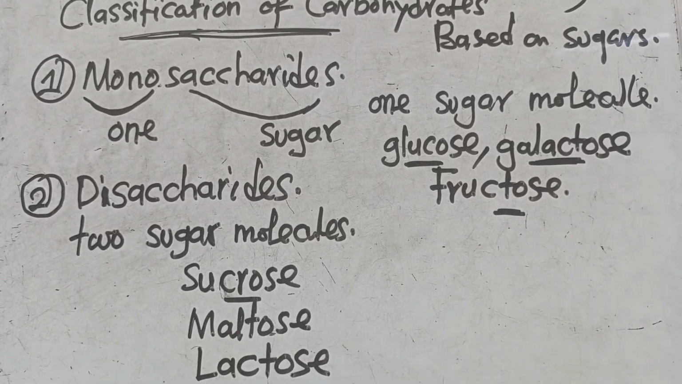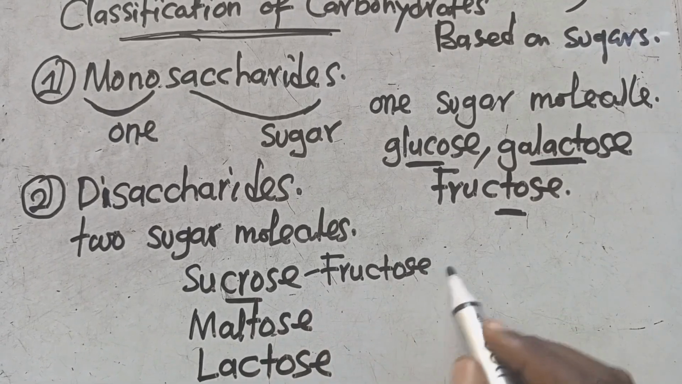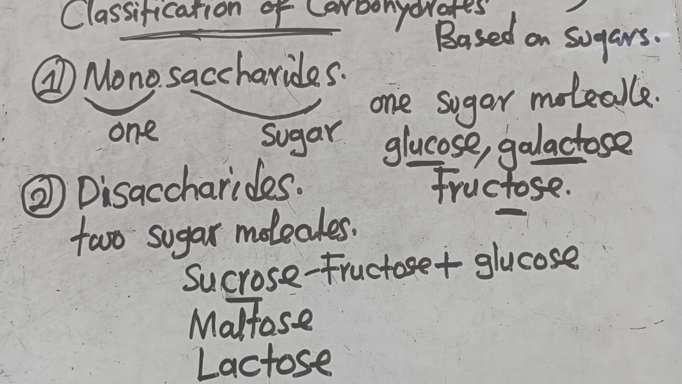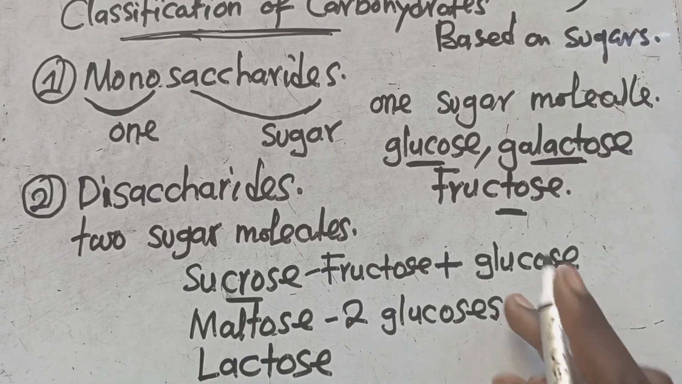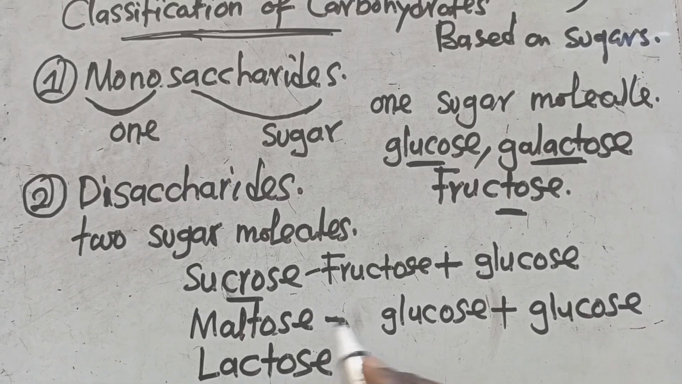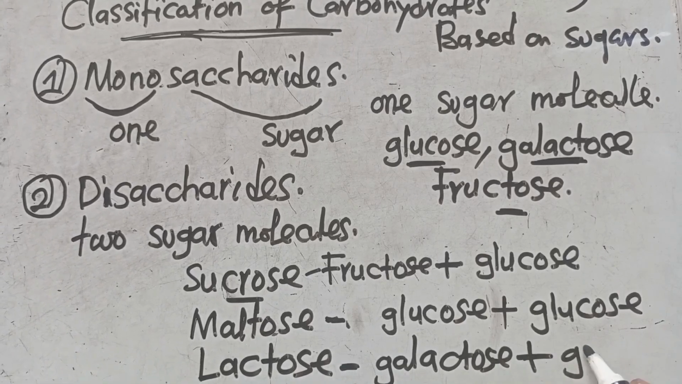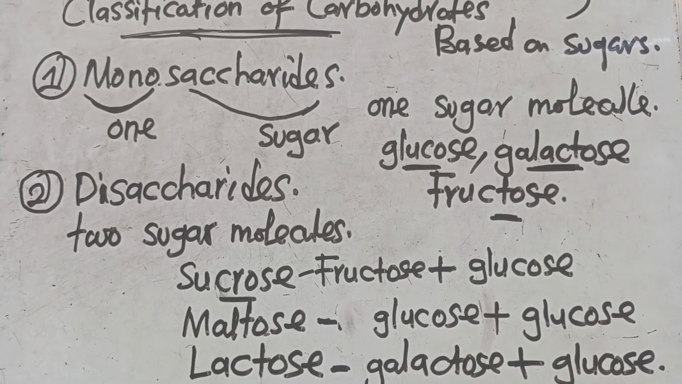Since these ones contain 2 sugar molecules, sucrose contains fructose and glucose. This is what you need to understand. Maltose just contains 2 glucose sugars, so glucose plus glucose. Then we also have lactose, which contains galactose and glucose. These are certain things you have to understand. So this is where we are going to end.